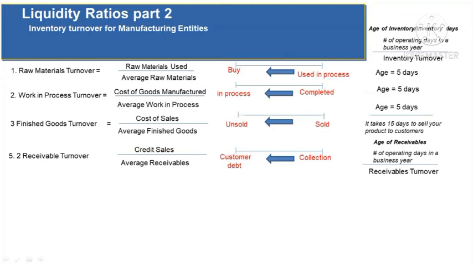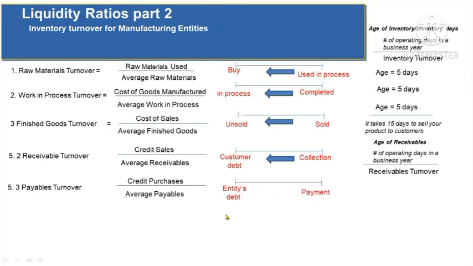We also have the payables turnover, where the denominator is of course the average payables, and the numerator is credit purchases because credit purchases is the reason why we record the accounts payable. The payables turnover is simply how many times the entity incurred debt and then paid and then incurred debt again. And the age of payables is the number of operating days in a business year over the payables turnover.